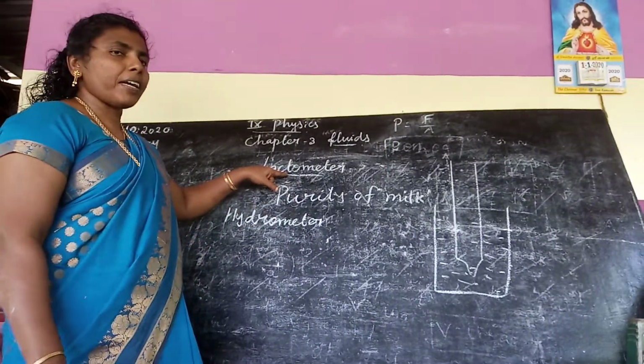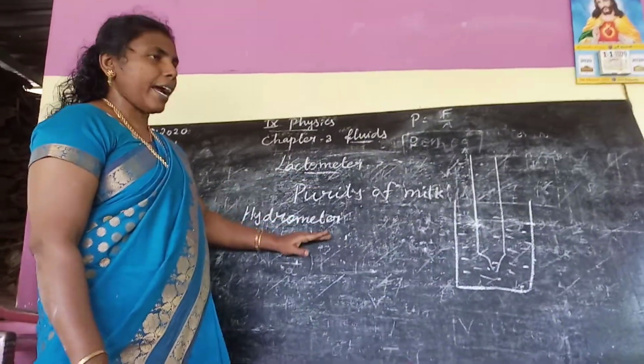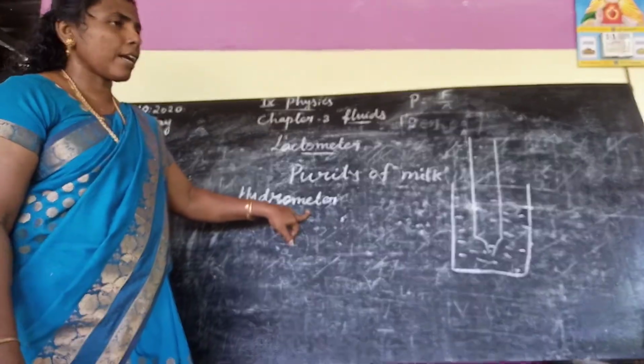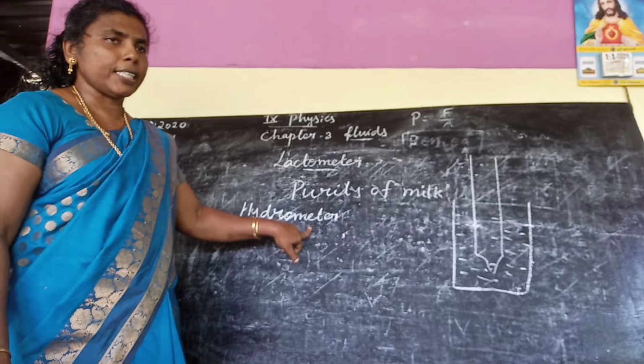So what is the use of lactometer? To check the purity of milk. Which principle is used in the lactometer? The principle of gravity of milk is used in the lactometer. So far we have learned lactometer and hydrometer. So this is a detailed answer: hydrometer, construction and working of a hydrometer, detailed answer.